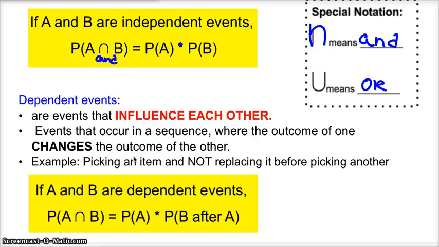Dependent events are events that influence each other. Events that occur in a sequence where the outcome of one changes the outcome of another. For example, picking an item and not replacing it before picking another. Think about that. If you were to have a bag with names in it and you needed to draw two names, you would pick a name, you would hold on to it, and you'd pick the next name. The probability of the second is going to be altered because now there are one fewer names to choose from.